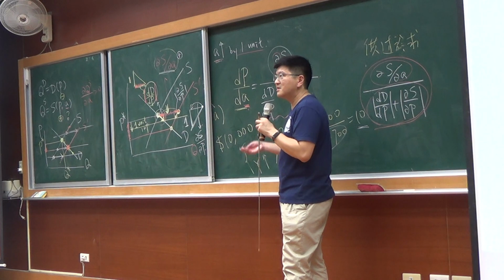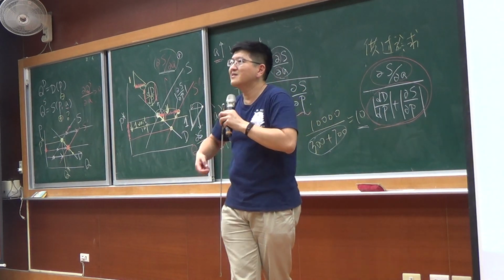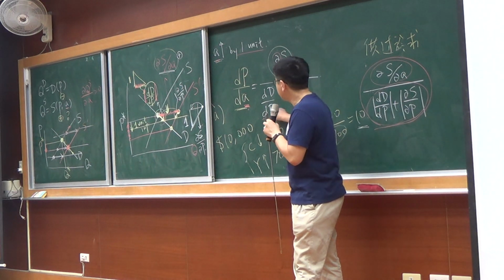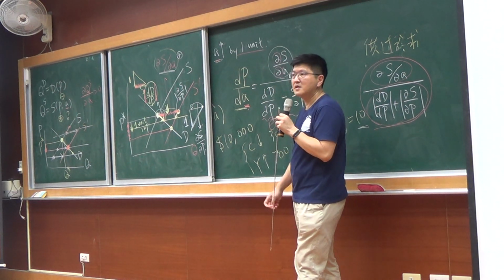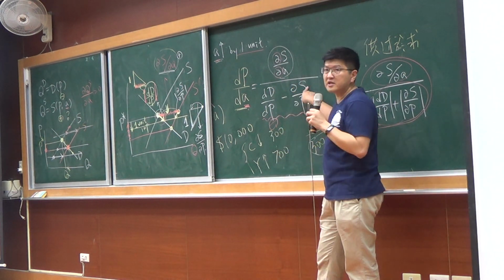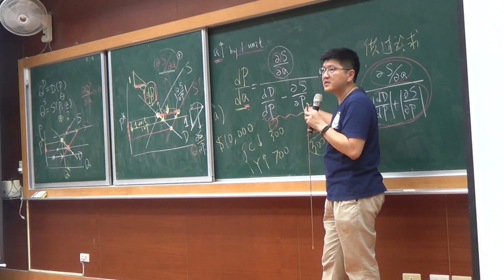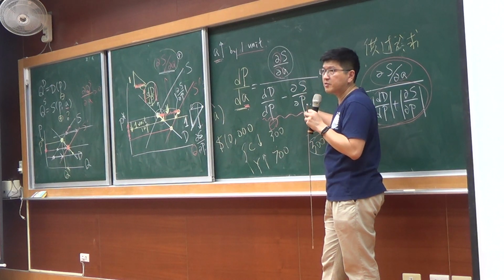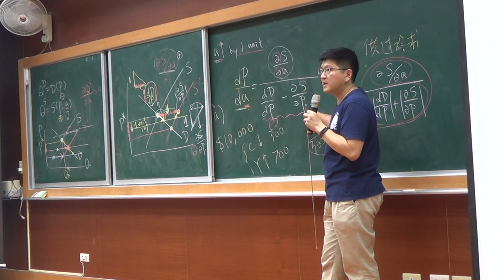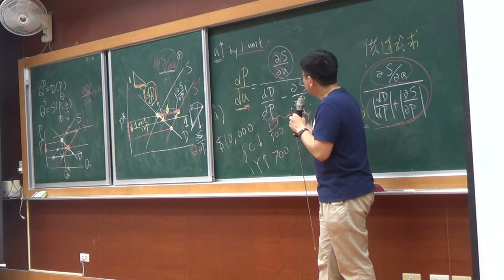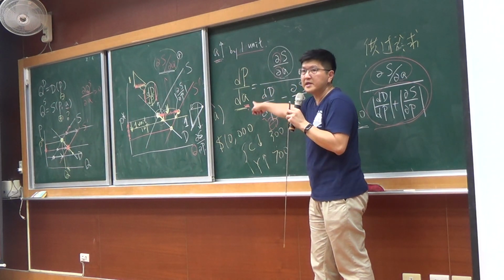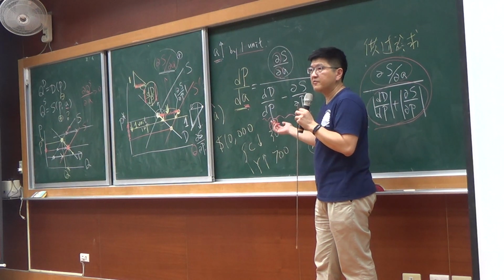Are you awake? It's positive or negative? It's negative, right? This is the quantity supplied and the price. What is the relationship between the quantity supplied and price? Positive or negative? It's positive, right? It's a negative minus a positive, so the whole term will be negative, okay?